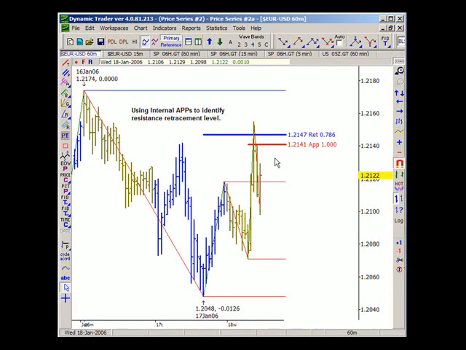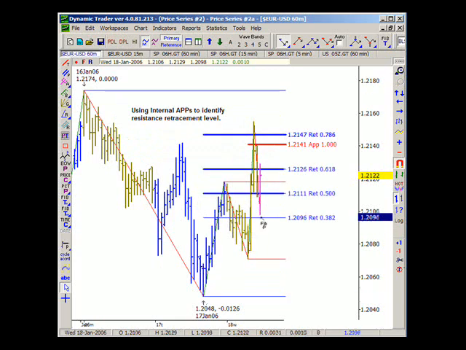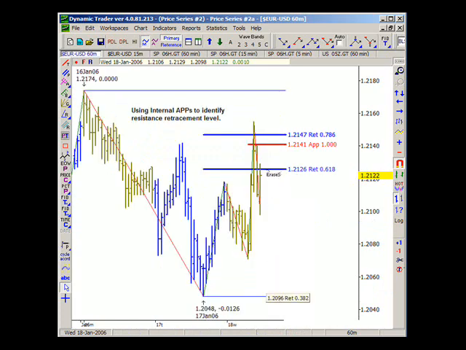resistance zone. So we identified that zone in advance by making our retracements and then our internal alternate price projections that identified which retracement level was most likely to be resistance. And of course that retracement level, I'm going to go ahead and put these back on so we can see where that 50% was again. Let me just erase those, or not the 50%, but the 62%. We can see that this level is quite a bit higher than the 62% retracement level.